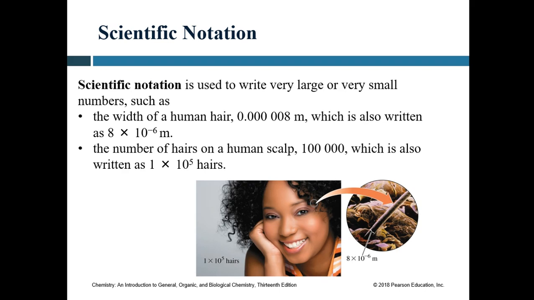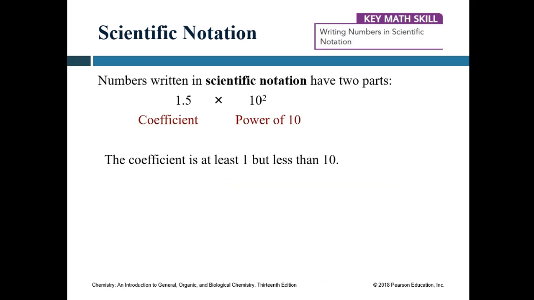Scientific notation is used to write very large or very small numbers. So for example, rather than have this big long number of 0.8 meters, the width of a human hair, we're going to write that as 8 times 10 to the negative 6 meters. So we need to understand how we get that, what this means, and how to plug it into your calculator. Now, if we have a very large number, like 100,000 hairs, how in the world did we convert that to 1 times 10 to the 5th hairs? That's what we need you to hopefully understand in this section.